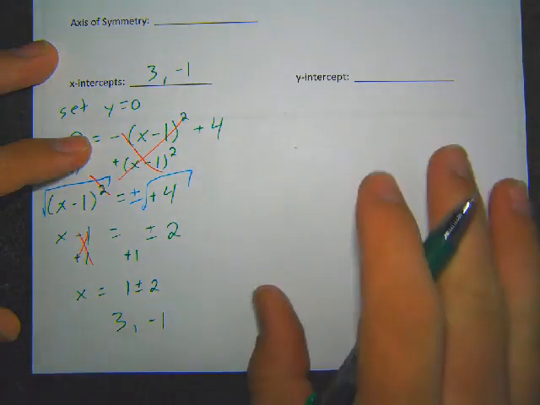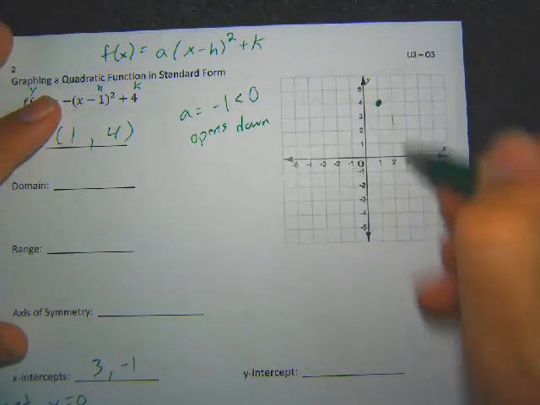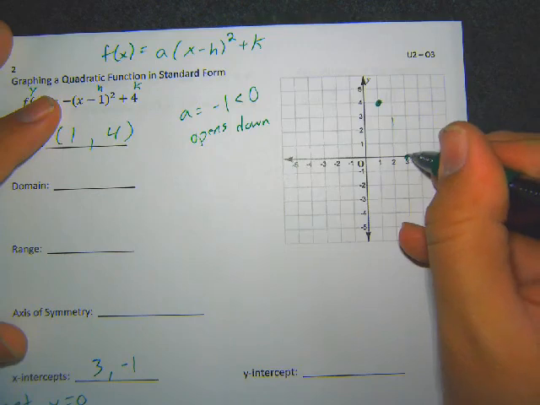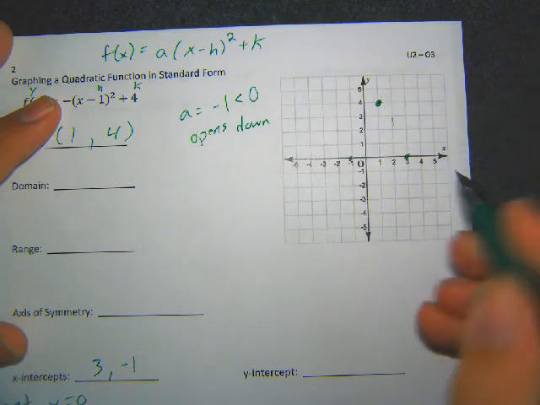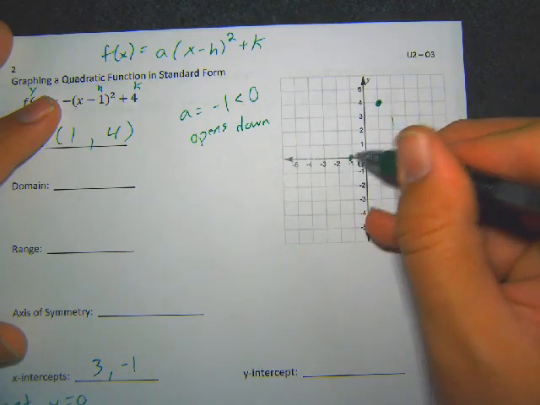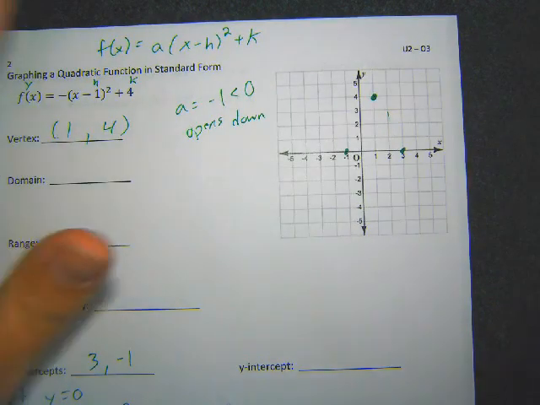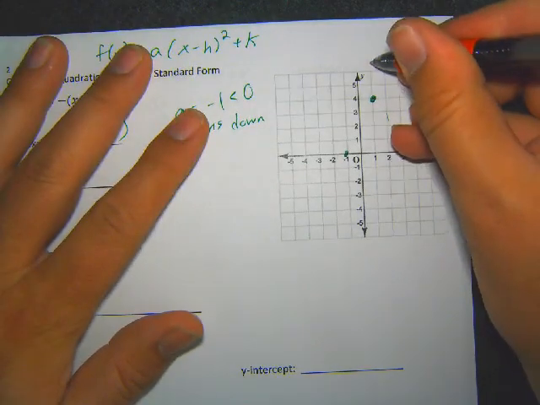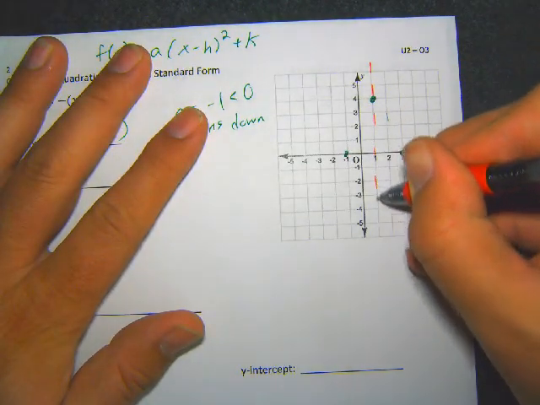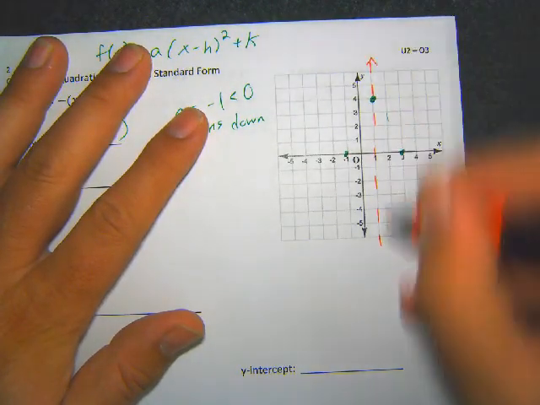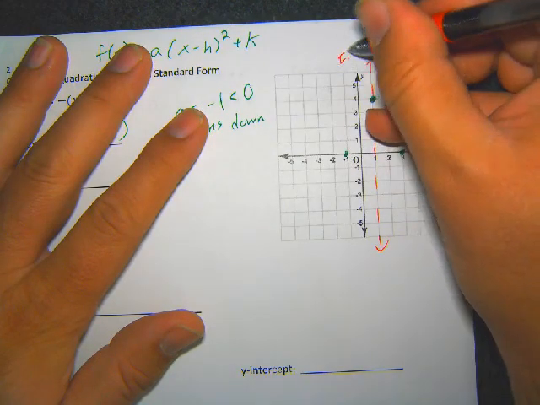That means if I graph this, it can cross at 3, that's going to be one of them, and at negative 1. And when you do this, one thing you should look for is the symmetry, right? We said that there's symmetry, and the rule is the symmetry always goes through the vertex. So that's actually where our line of symmetry is. It's actually right here. This is the line of symmetry.